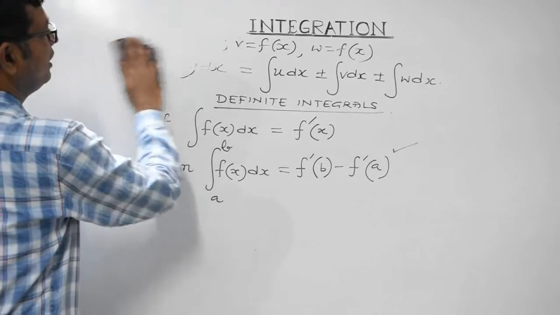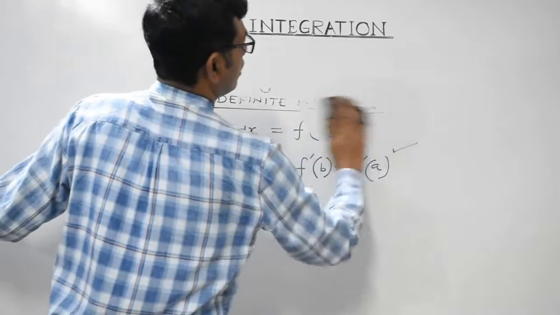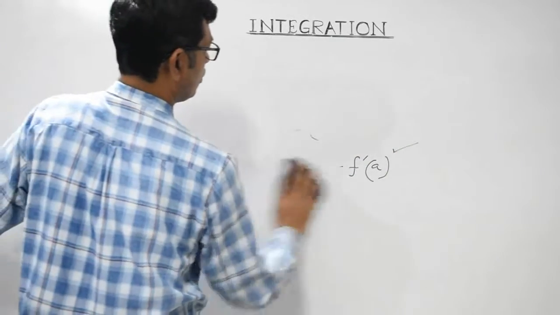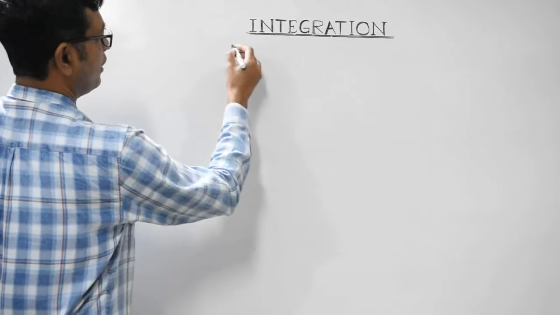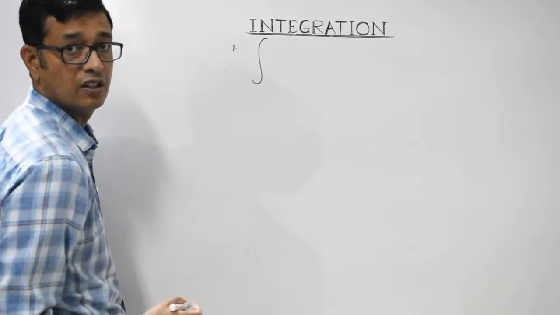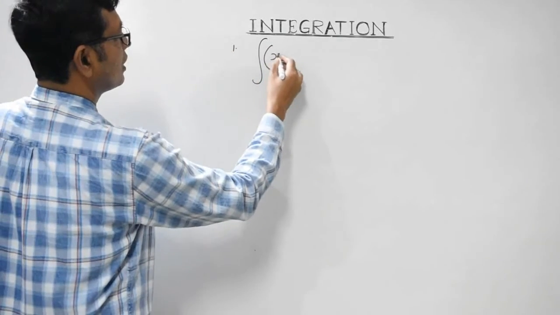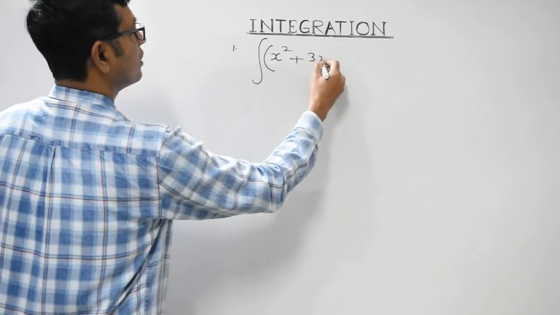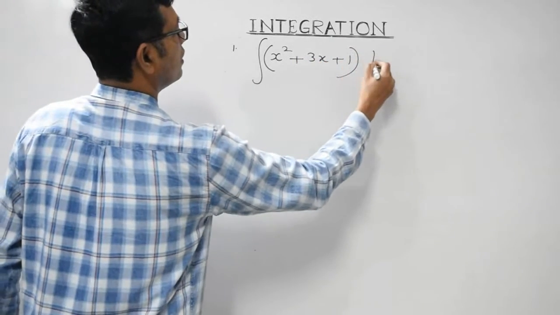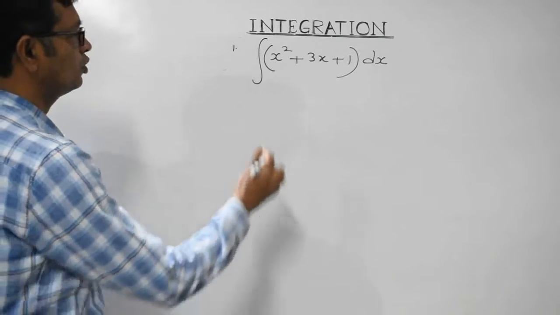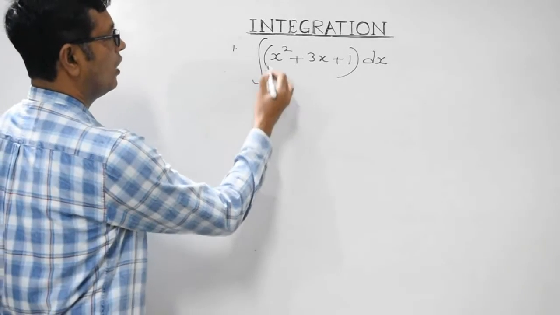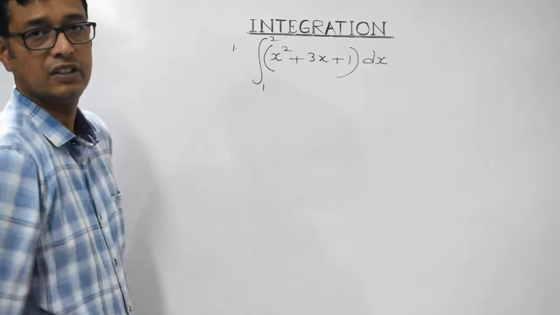Let's try integration of a few questions. Let's discuss the first question. Suppose it is given to be the integral of x square plus 3x plus 1 dx. This needs to be found, and suppose the limits are from 1 to 2. These are the limits given.